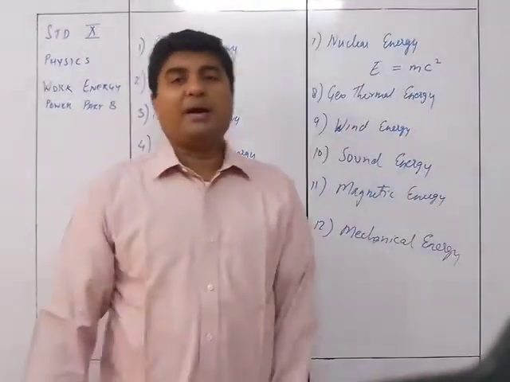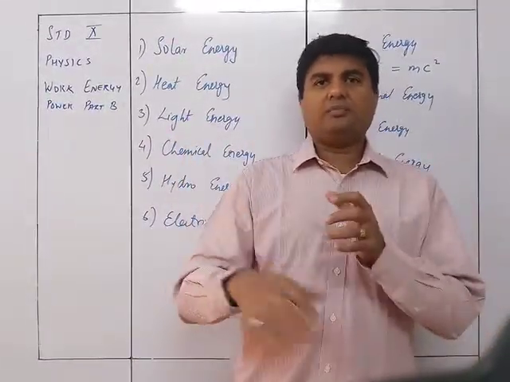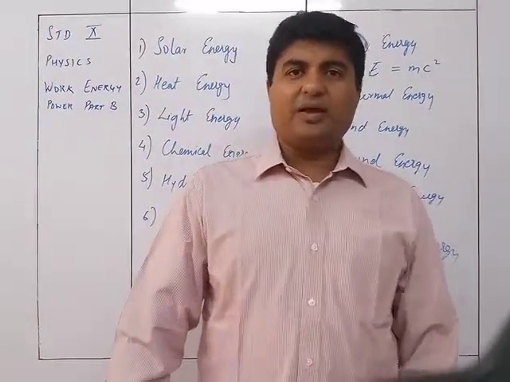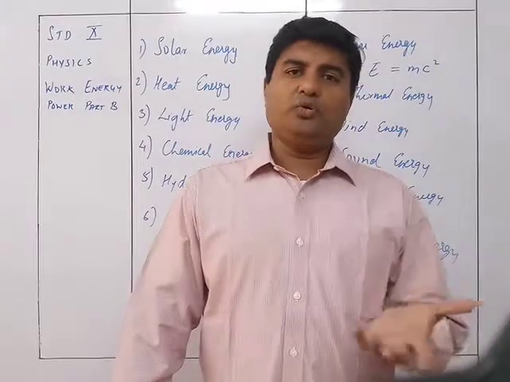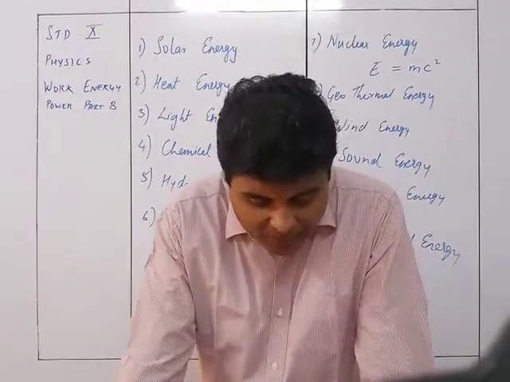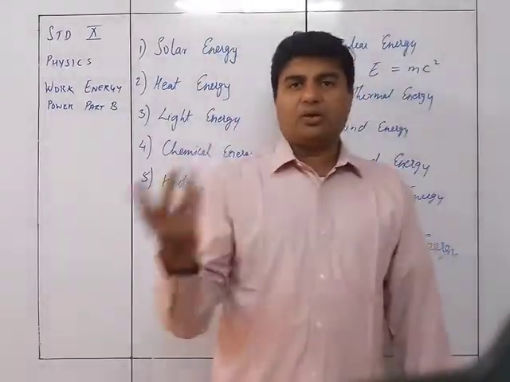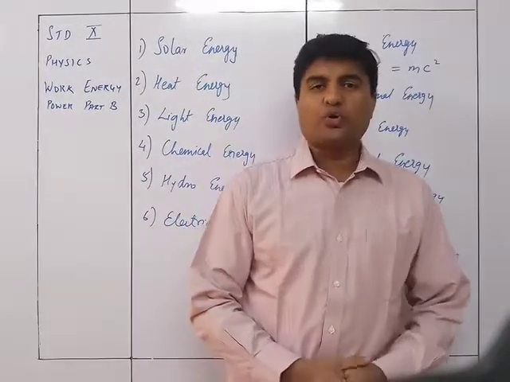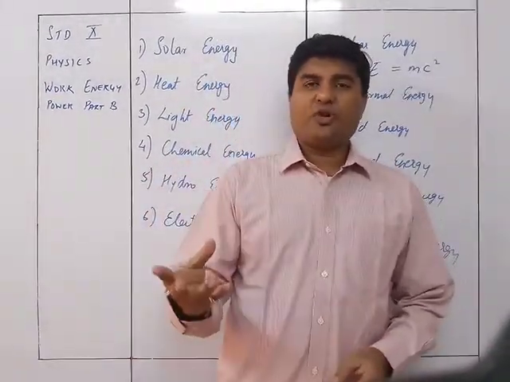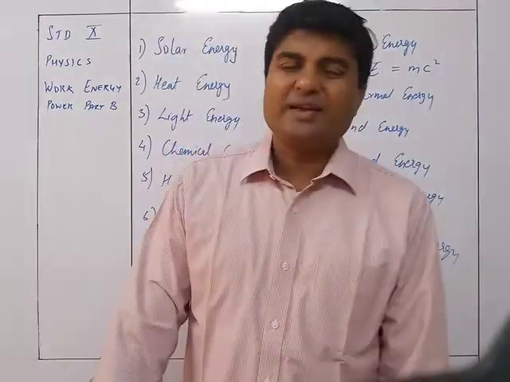Chemical to light: burning a candle will be chemical to light. You burn a candle, light is given out, so chemical energy gives rise to light energy. Light to chemical will be photosynthesis, sun rays used for photosynthesis. Electrical to light will be a bulb. Any bulb or tube light is nothing but electrical to light. Light to electrical will be a photocell. A photocell is a device which works on light. When light falls on it, it starts giving us energy. That is the photocell, or we can say even the solar cell.